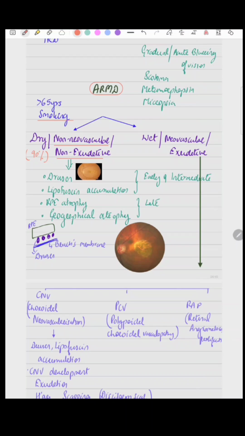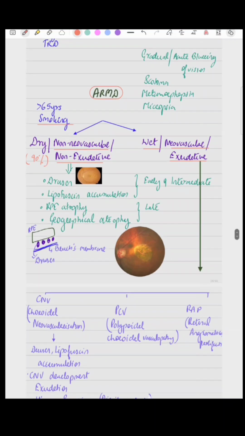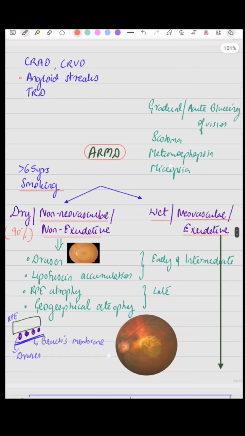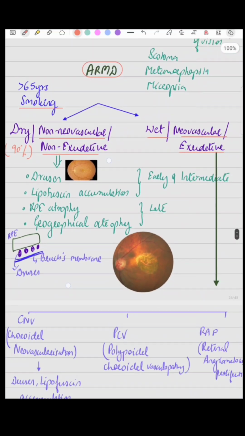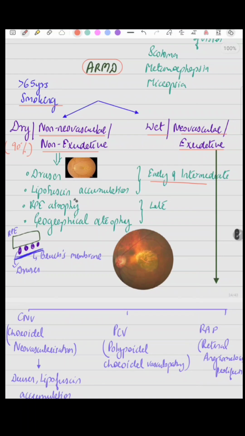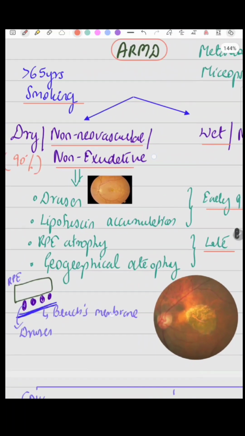Then next is the wet, neovascular or exudative type. Now, non-neovascular dry ARMD: there is gradual diminution of vision, and on ophthalmoscopy they will see drusen and loss of pigment in the retina and pigment epithelium. It is characterized by drusen. In the early and intermediate phase there is drusen and lipofuscin accumulation. In the late phase there is RPE atrophy and geographic atrophy.